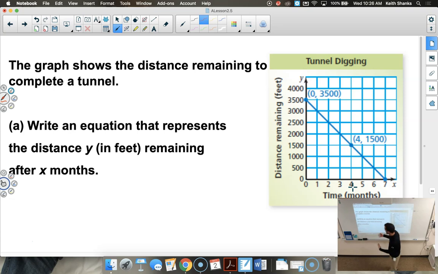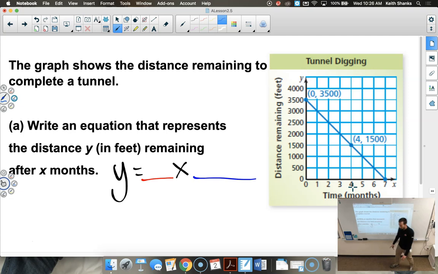So as I look at this, they say write an equation. So I'm like, okay, great. Y equals blank x plus blank. The y-intercept is always really easy. Where does this line cross the y-axis? Okay, positive 3,500. And then the slope.